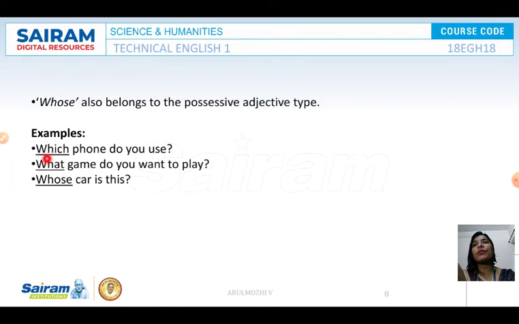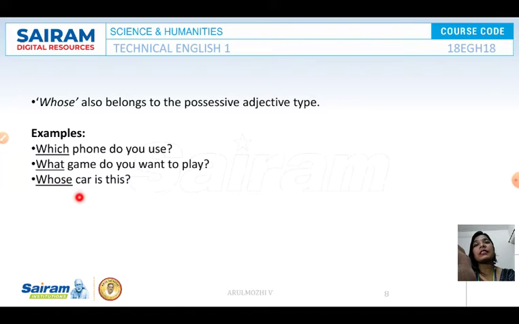The examples are: which phone do you use? Here phone is a noun, and when phone is described by the word which, it becomes an interrogative adjective. Usually adjectives describe a noun, so whatever word describes a noun becomes an adjective. What game do you want to play? Here game is a noun, and when game is described by what, it becomes an interrogative adjective. Whose car is this? Car is a noun.